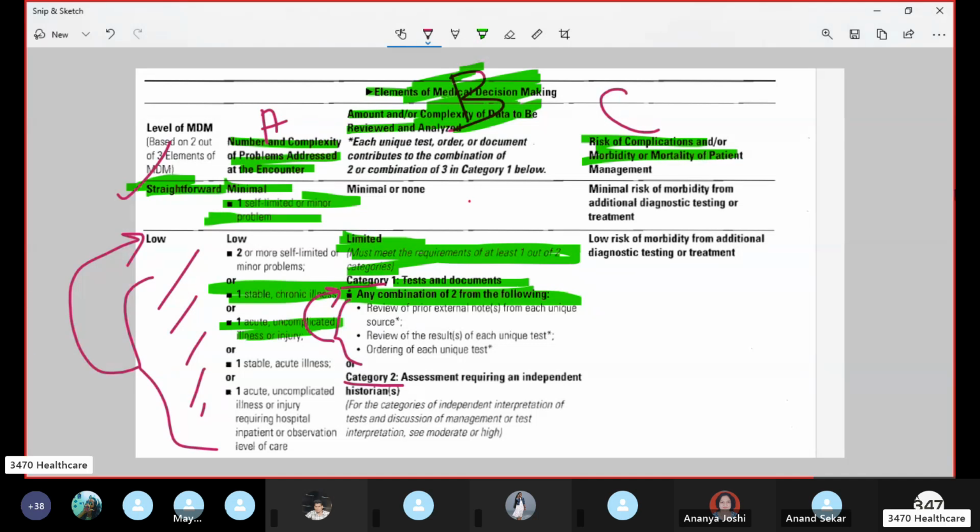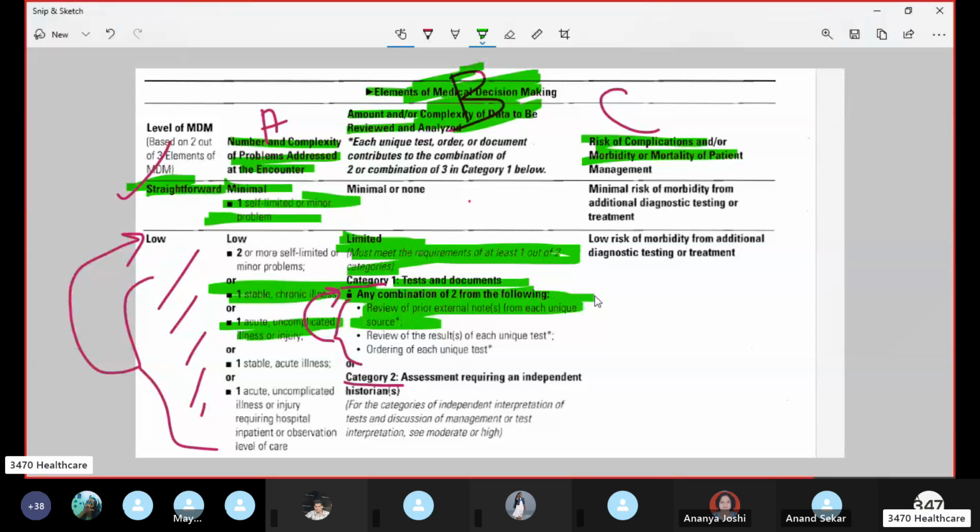So review of the prior external notes. Each source. Review of prior external notes. That means they are reviewing the past information, treatments, everything for the patient, but not here. Some other hospital records. Prior external notes. That is the one point. Another one, review. Already having the reports or in that current encounter ordered, they are going to review that.